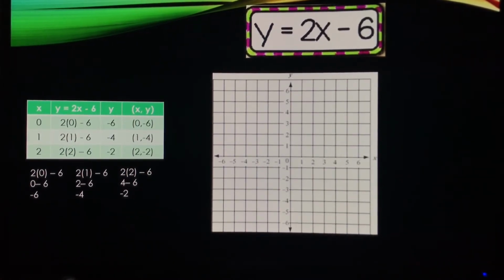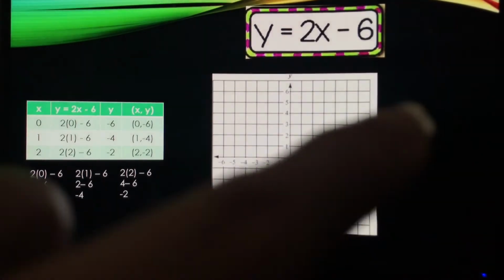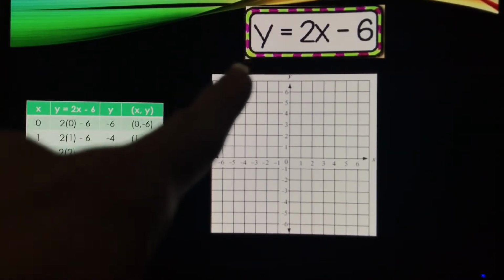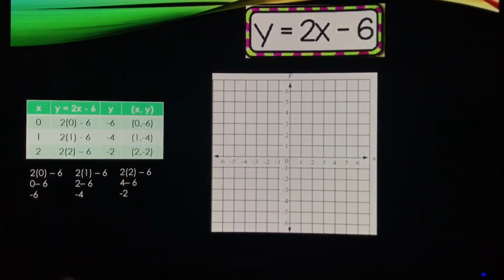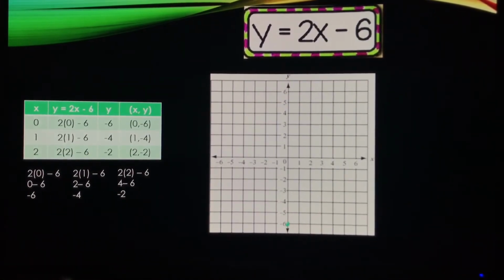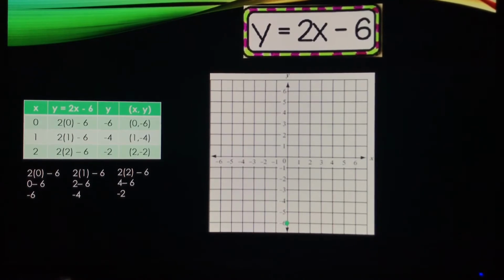Now, I personally know this is a linear equation. If you take a look at your equation, this is in the form of y equals mx plus b. And we're going to get into that a little later. But you can see that it's a linear equation when you go plot your points. Here I have 0, negative 6. Then I have 1, negative 4, and 2, negative 2.